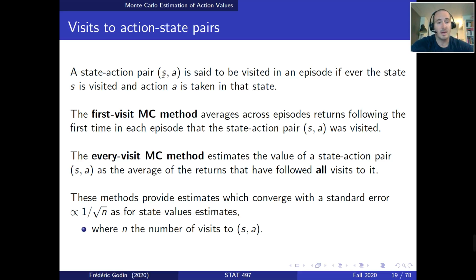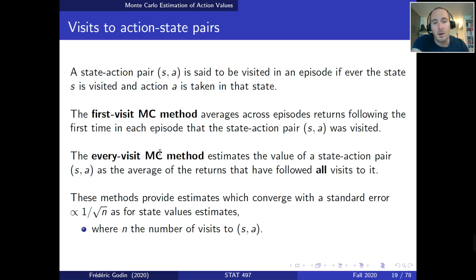value function. Similar to what we had previously, there are two methods that we can consider, which are the first visit method and the every visit method. In both these methods, we simulate multiple episodes of the Markov decision process following some policy pi.